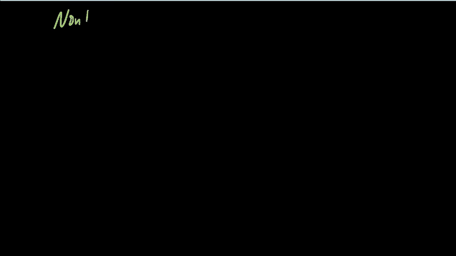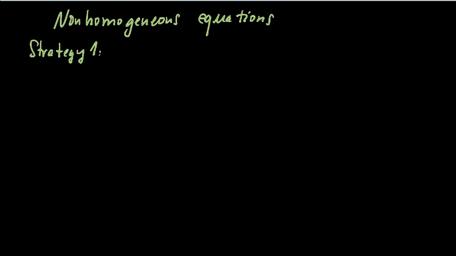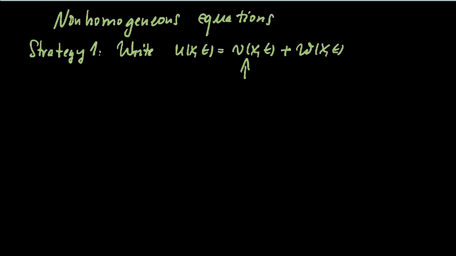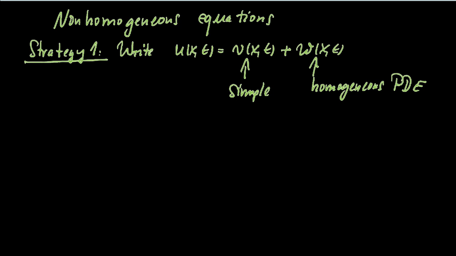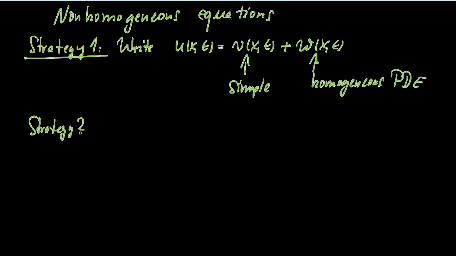If we have non-homogeneous problems, we have to go one step further even. We have to do like an 8-step or a 9-step if you like. So there are 2 strategies. One strategy is we write the solution u of x,t as the sum of v of x,t plus w of x,t. Okay, and then we choose v as something simple, and w should be a homogeneous problem. This does not always work, but it works very often. So v is something simple like an ODE, w is a homogeneous problem.